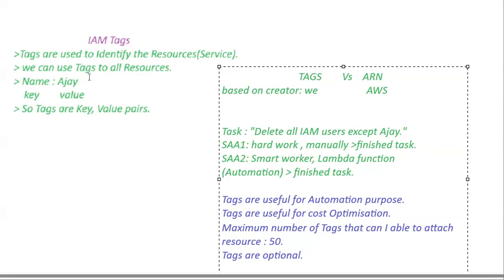To identify any resource, do we need tags? Yes. Can I use these tags for any resource? Yes, we can use this for any type of resource. How will the tags be? Like key value pairs. Tags are useful for automation purposes? Yes. Tags help optimize cost? Yes. What is the maximum number of tags I can attach to a resource? That is 50 only. Tags are optional? Yes. Are these tags important? Yes. If I use these tags for automation, is it a best practice? Yes. So by using these tags, you can do these things.